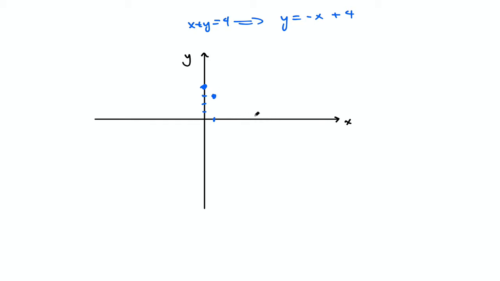Now, when does it intersect the x-axis, right? If I plug in for 2, I get 3. At 3, I get 1. So at 4, I get 0. Okay, so it intersects the x-axis at x is equal to 4 here, okay?